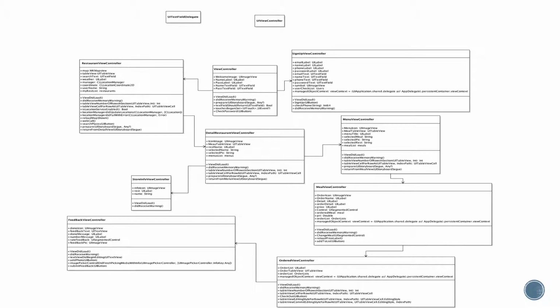So next, I'm going to talk about the class diagram. I divide my class diagram into two parts. The first one is view controllers. Here is my view controller. All the view controllers inherit from UIViewController and UITextViewDelegate.